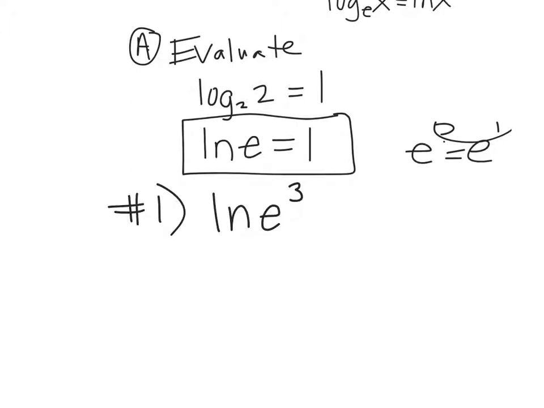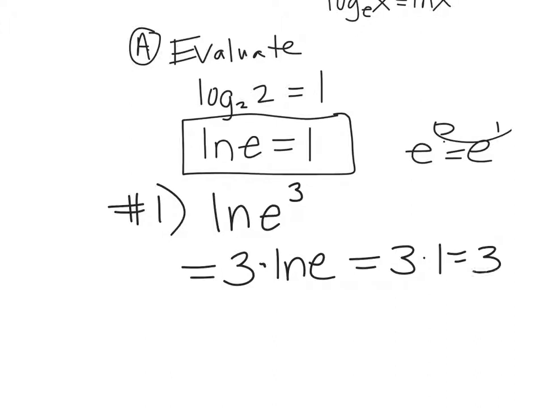Now, this one, there's 2 ways to do this. One is you can use your log properties. What log property do you have that you can use here? What can you do with that 3? You can bring it down, right? You can move it down and it becomes 3 times Lenny, which is 3 times 1, which is 3. That's one way to do it.